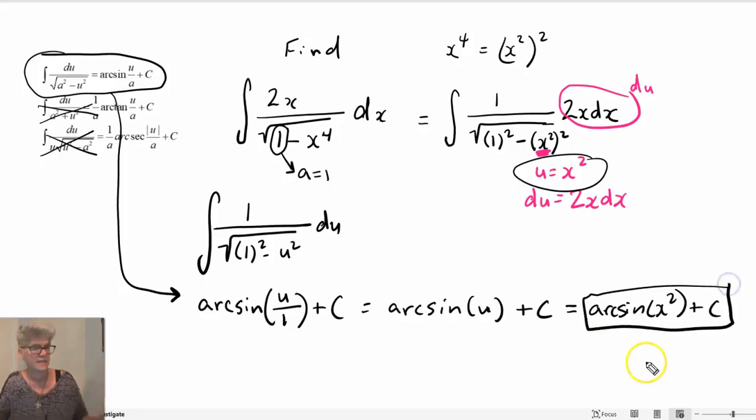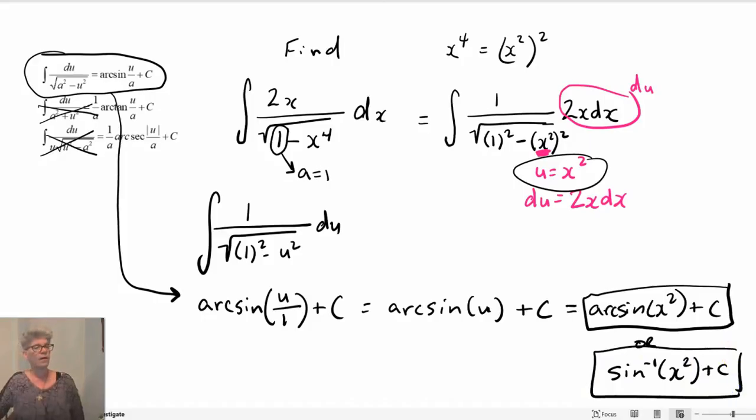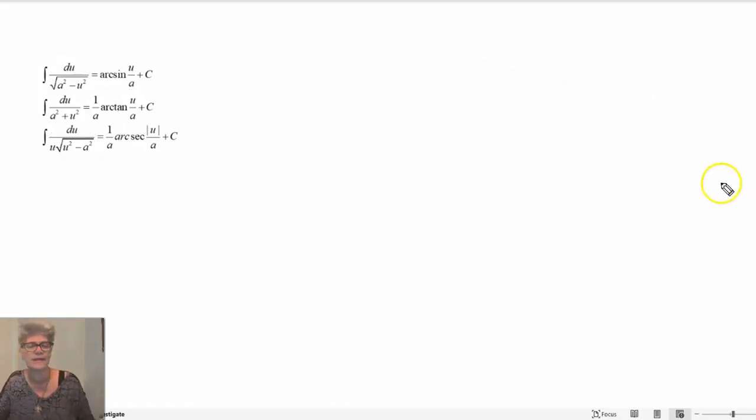And it depends on the textbook you use. Older textbooks will write arc sine because of the typesetting way back in the olden days. Or it could be written just as an inverse trig function. So either one of those is a correct answer. Okay. All right, so that's our first one done and dusted. Let's look at the next one.